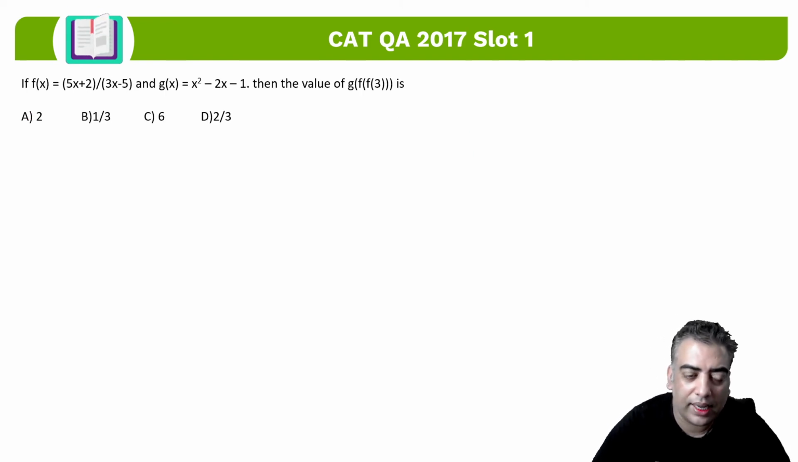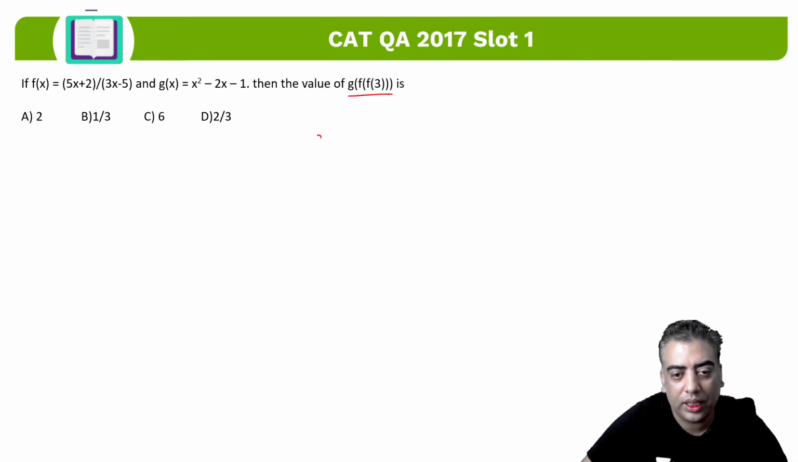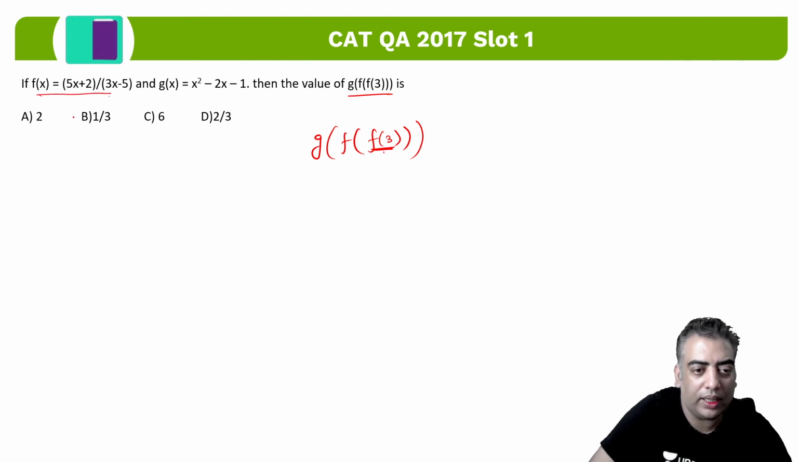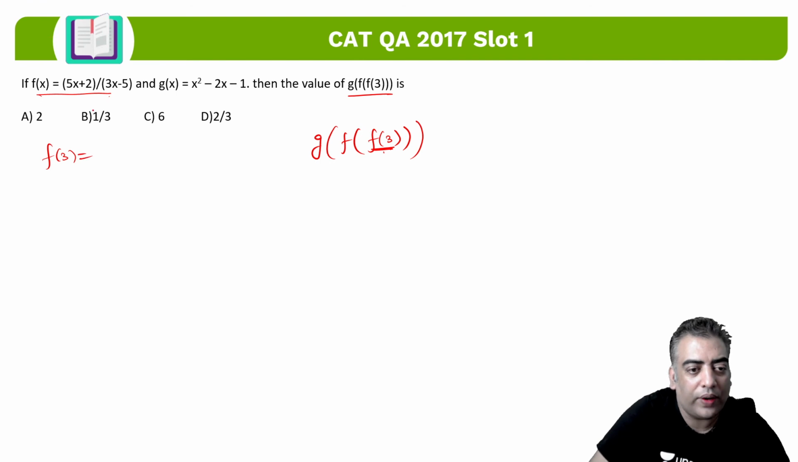So fx and gx are given to me in this question and it asks what is the value of g of f of f3. We always start solving these kinds of questions from the innermost bracket. So let's calculate the value of f3. That comes out to be 5 into 3, 15, plus 2, 17, upon 3 into 3, 9, minus 5, which is 4. So again it becomes g of f of 17 by 4 now.